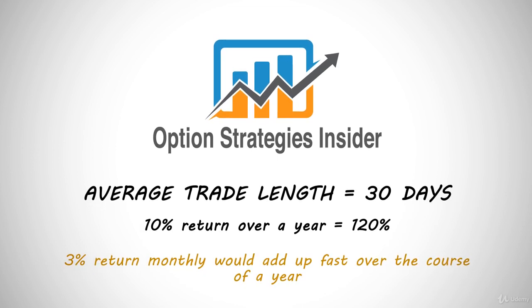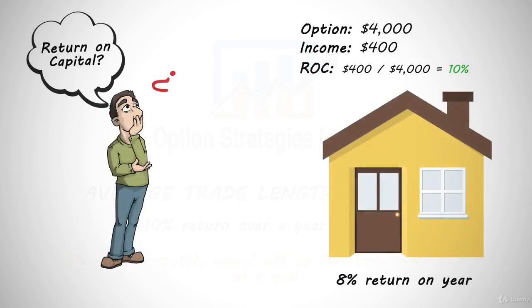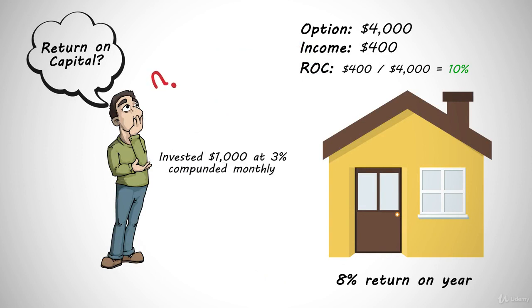Even a 3% return monthly would add up fast over the course of a year. Just to give you some idea, if we invested $1,000 today and received a 3% compounded monthly return on our money, we would more than double our money in just 2 years. In this example, exactly 2 years from our investment date, our $1,000 would now be worth $2,032.